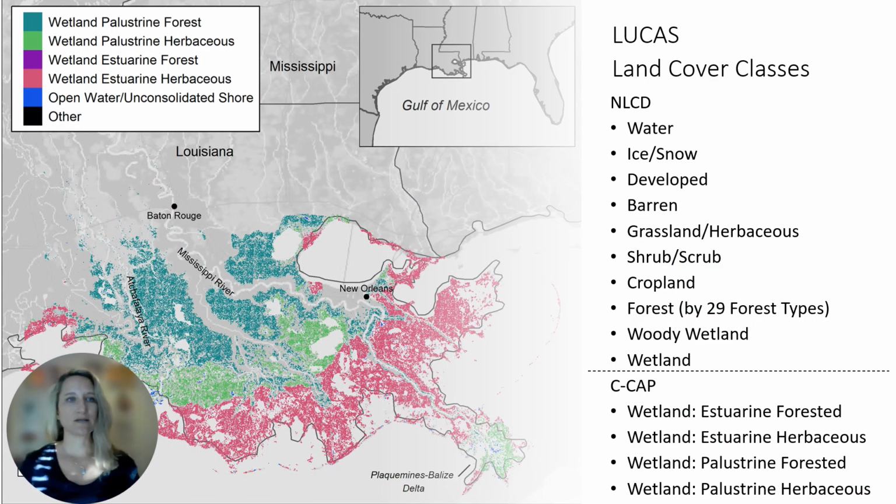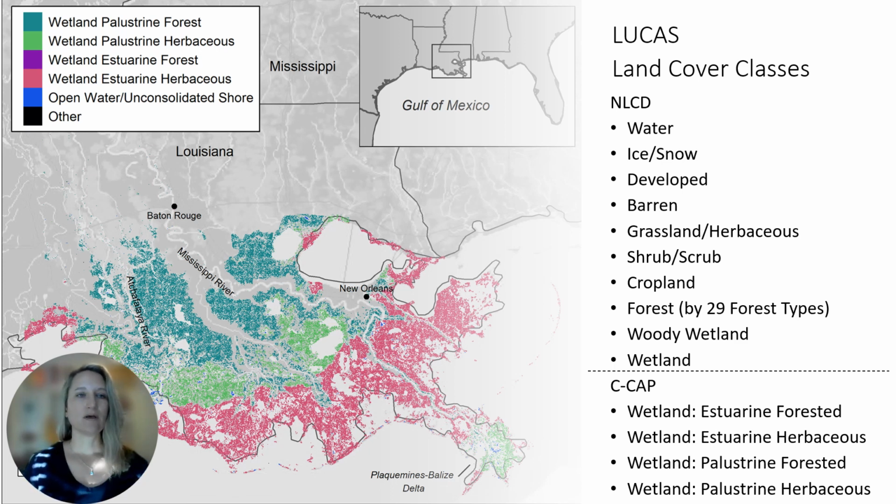So as I mentioned, our model uses NLCD for most of the land cover classes, and for wetlands, what we've done is introduce the CCAP data set for tidal wetlands, which increases the resolution or the number of wetland cover classes in tidal or coastal wetlands. CCAP has 4 different wetland classes.